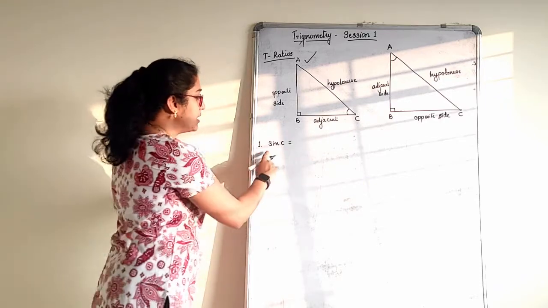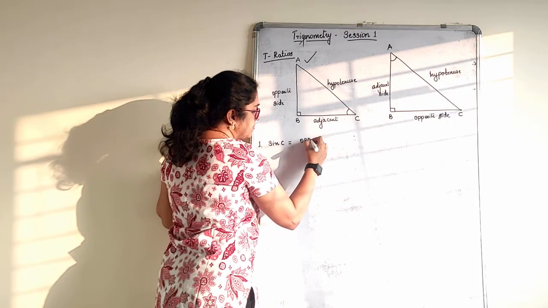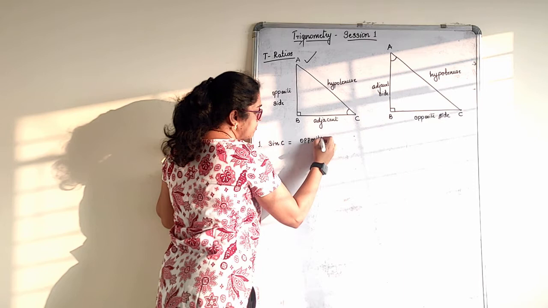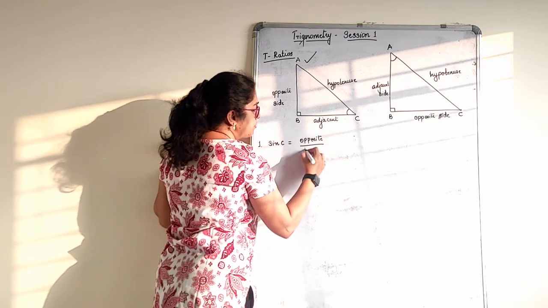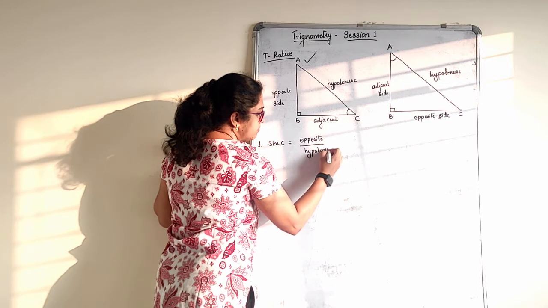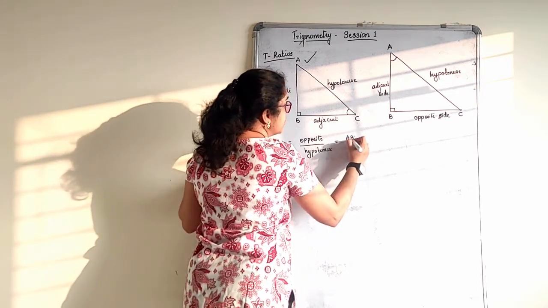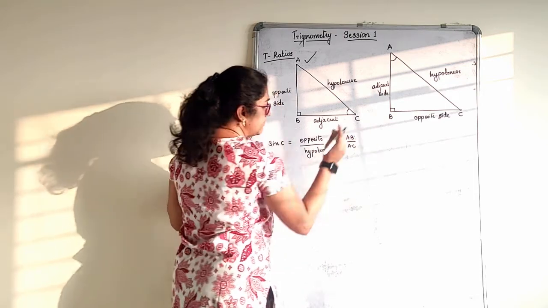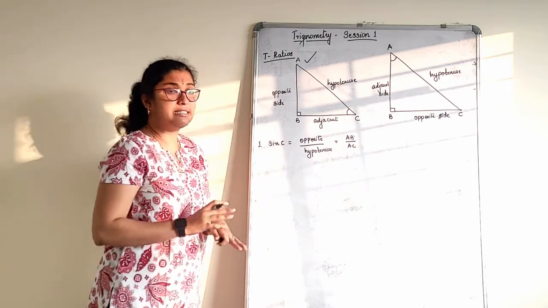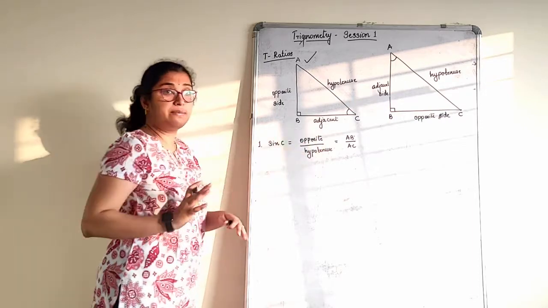I'll tell you how. Sin C is always written as opposite upon hypotenuse, which is nothing but AB upon AC. Remember, sin C is defined as the ratio of opposite to hypotenuse.